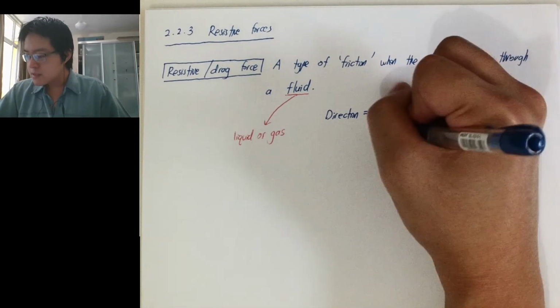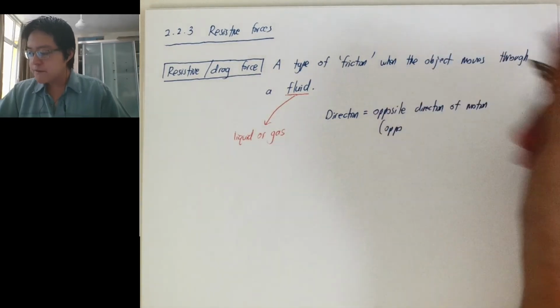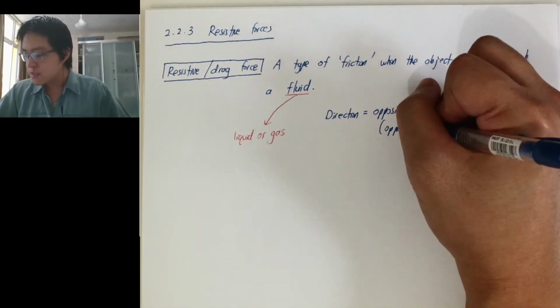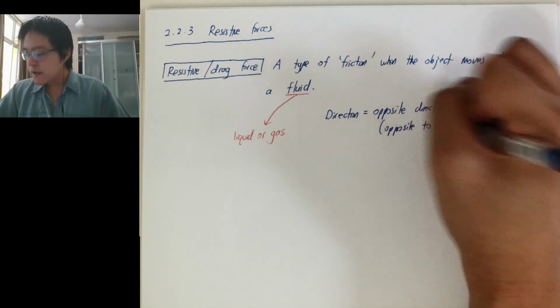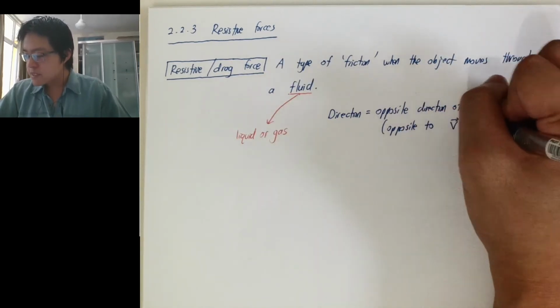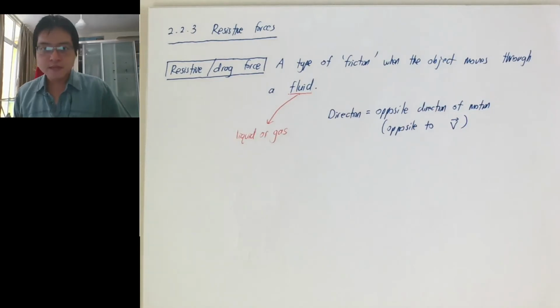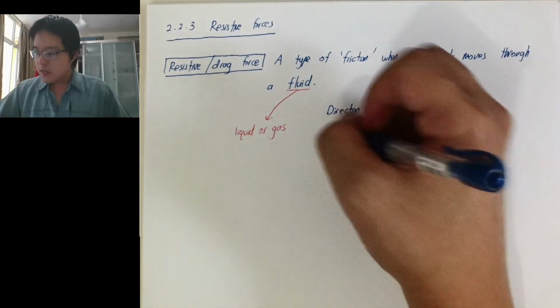In other words, if it's moving at some velocity v, then the force is going opposite. Whatever vector it is, it's opposite of this vector. Okay, so that will tell you the direction. How about magnitude?